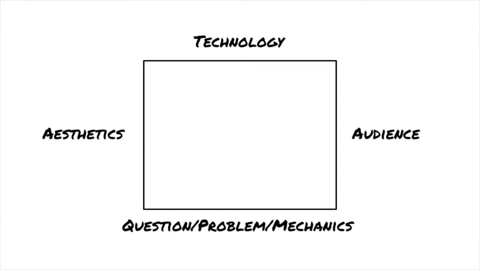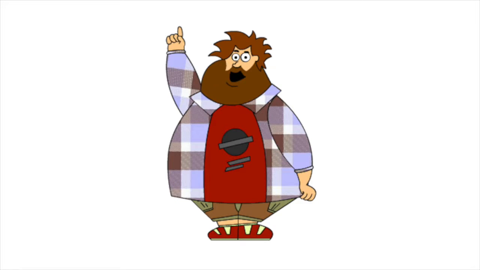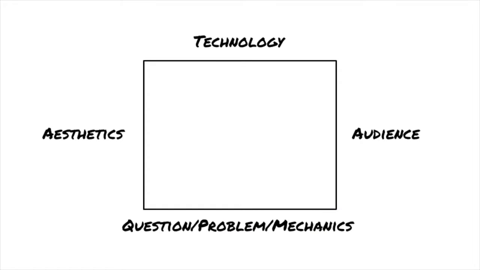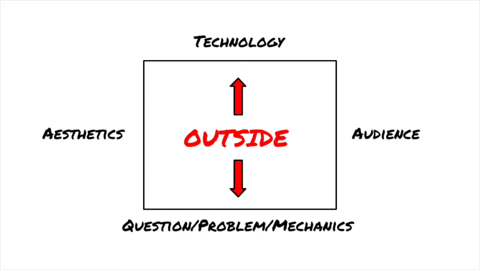The first thing we do is draw a box. We then label each side of the box with a type of constraint we need to have: technology, audience, aesthetics, and then the question, problem, and mechanics. We then focus on each one of these to further define the constraints we are dealing with. You should write all these constraints outside the box to remind you what the constraints are.